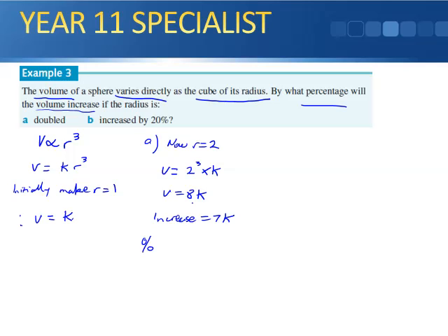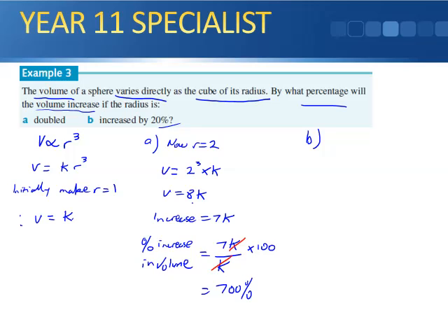Now percentage increase in the volume means it's 7k increase. It originally started with k, and to turn it into a percentage I times by 100. The k's of course will cancel, and therefore I have 700% increase when it's doubled.